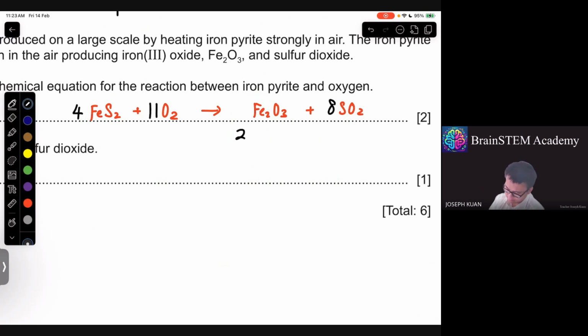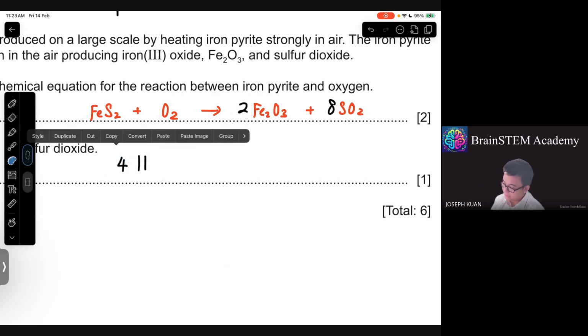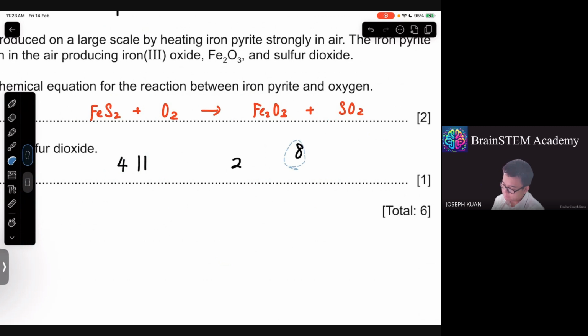Okay, double check everything, should be fine. Okay, let's do it again because, to most students, this is very challenging. My thinking is like this: how do I balance it out? I will think of the element that occurs only once. In that case, it is iron and sulfur, right?